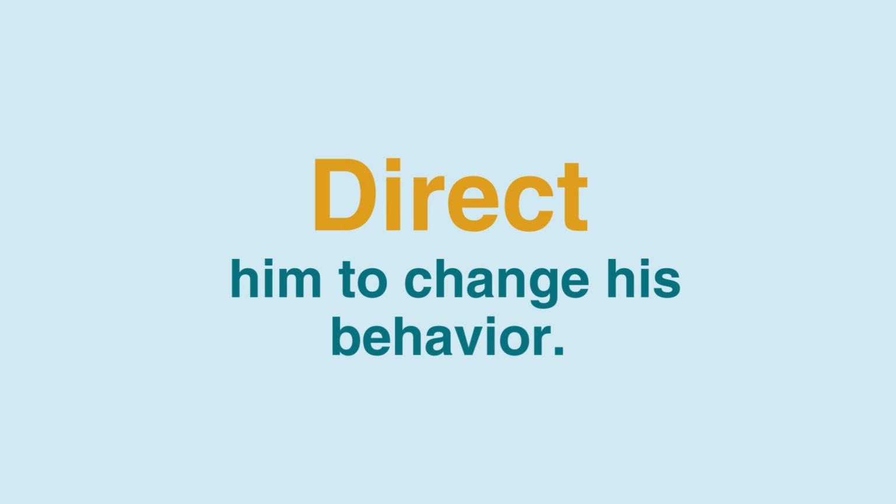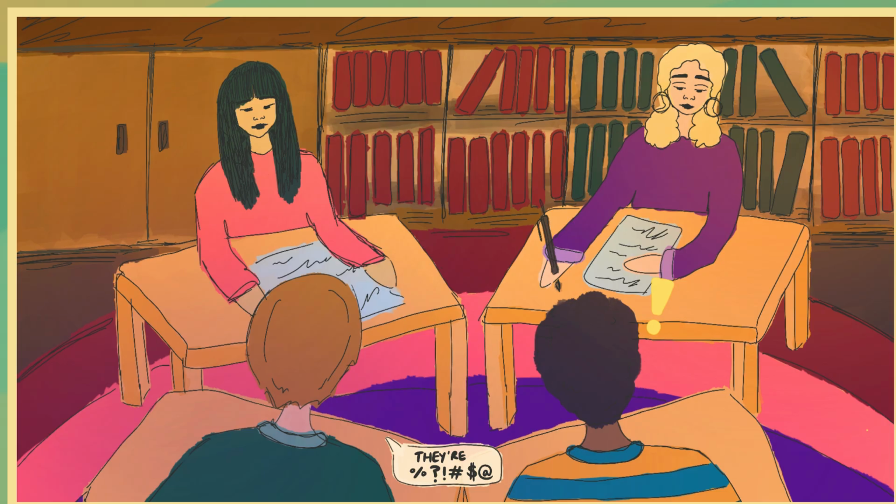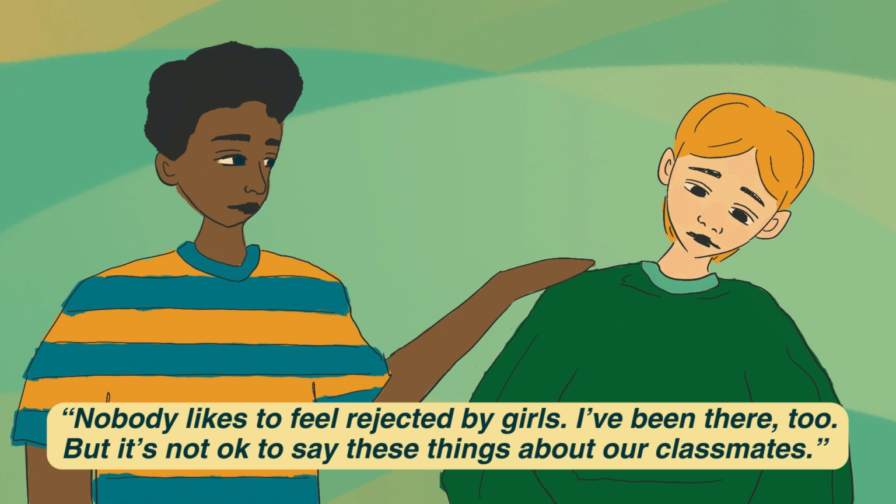This often works best when paired with showing someone that you're on the same team before telling them to change. For example, let's say Chris makes another sexist comment about the 2 women in your group to you. You could say, nobody likes to feel rejected by girls. I've been there too. But it's not okay to say these things about our classmates.